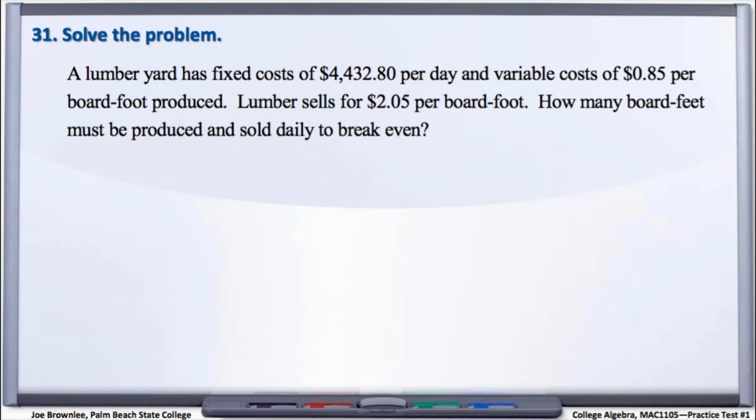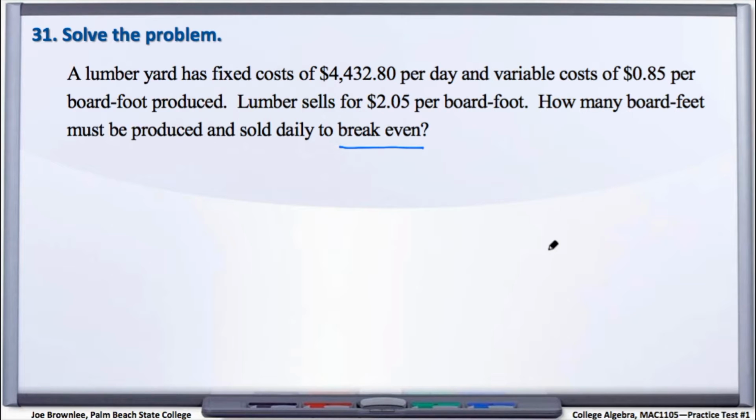All right, number 31, again, solve the problem, and we're told that a lumberyard has fixed costs of $4,432.80 per day and variable costs of 85 cents per board foot produced. They tell us lumber sells for $2.05 per board foot, and they want us to find out how many board feet must be produced and sold daily to break even.